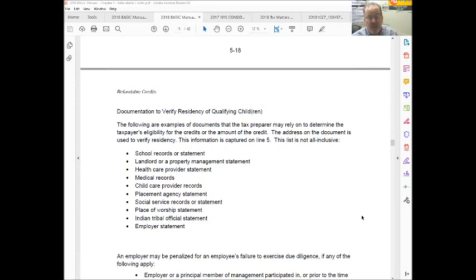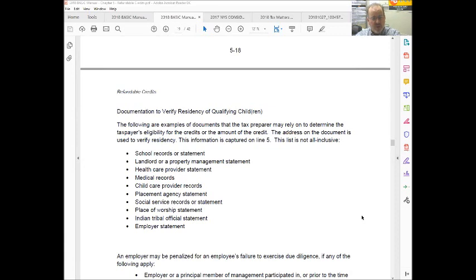Okay, landlord or property management. If somebody's renting, a lot of times they have to list who is going to live in the residence. That is one. Healthcare provider, your doctor, medical records, the same thing. Health insurance is another one. Health insurance cards may show it, but again, just the card's not enough, because it might only show the taxpayer's name and the dependents, but I don't have an address. I don't show where they live. It has to show all of that.